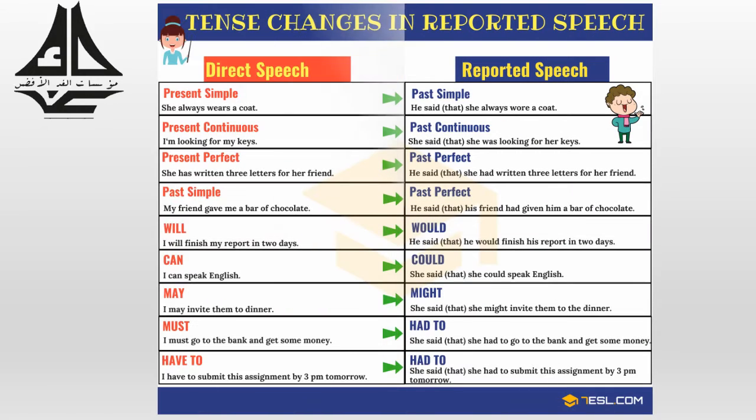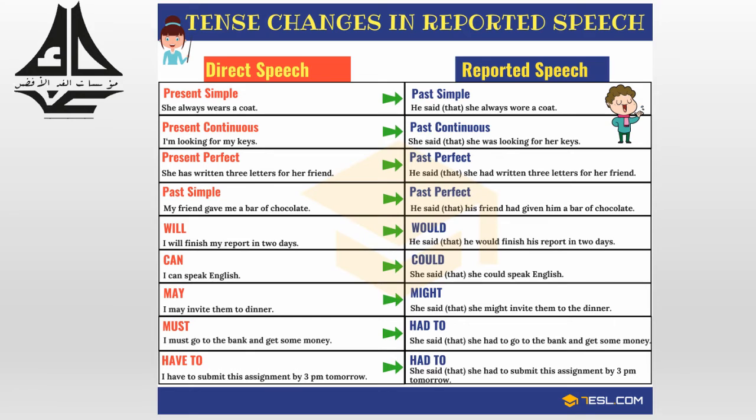This is the table that shows you how the tense changes from direct speech to reported speech. If you take a look, what's on the left is changed to what's on the right. I'm just going to repeat what I mentioned before. So we said that when we change from direct speech to reported speech, we go back in time one tense. We always move back one tense.